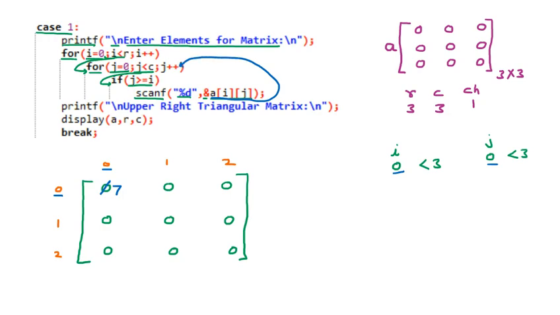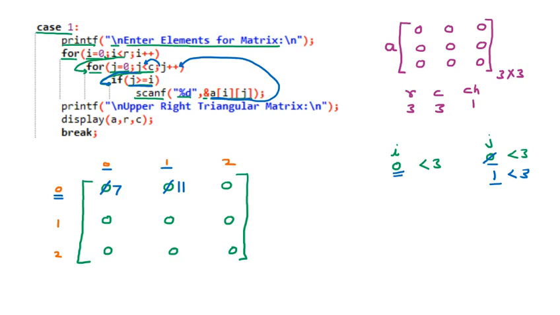j++, so j is going to increment. Now j is 1. Again condition check: is j less than c? Is 1 less than 3? True. Come down. If j is greater than or equal to i, if 1 is greater than or equal to 0, true. What will happen? Again scanf a[i][j], so the 0th location and 1. The user has entered, suppose, 11. So 11 is replaced here.